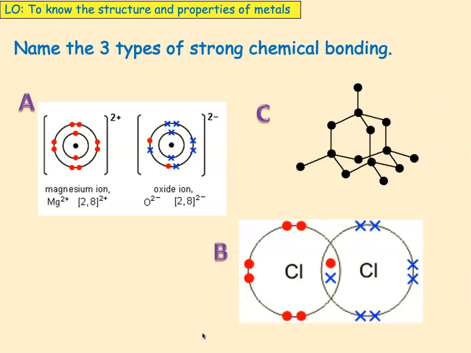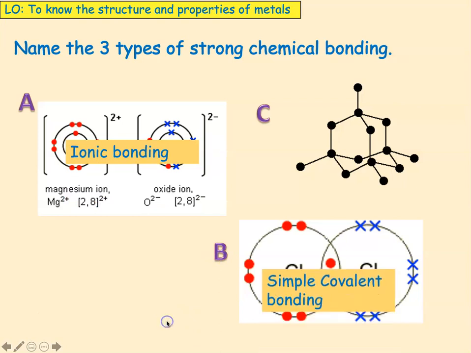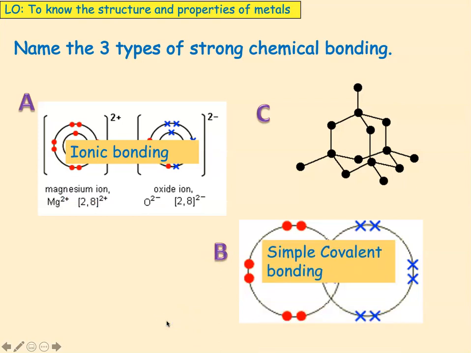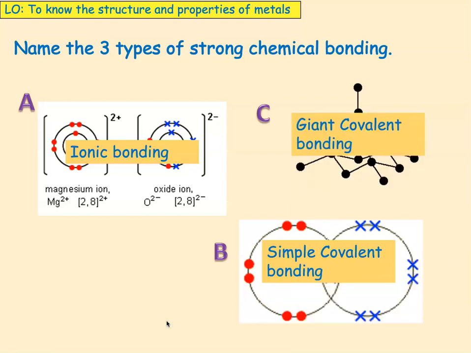We're going to start by looking at the 3 types of strong chemical bonding that we've met so far. So pause the video now and write down the type of bonding that you can see in the pictures and then come back when you've answered the question. Okay, so A is ionic bonding. B, simple covalent bonding, and C is giant covalent bonding.